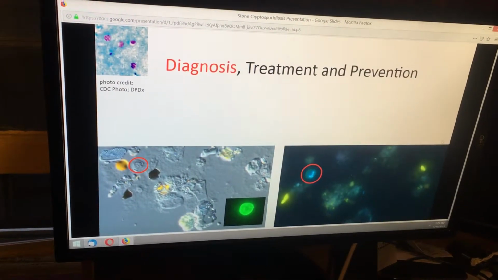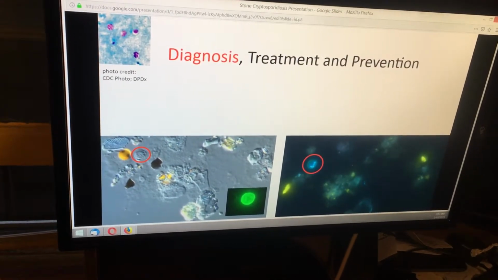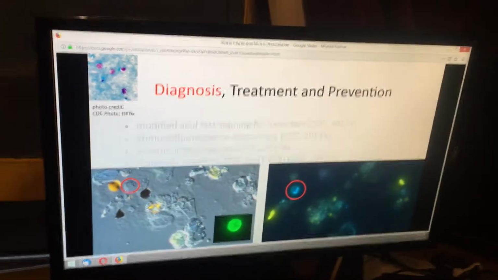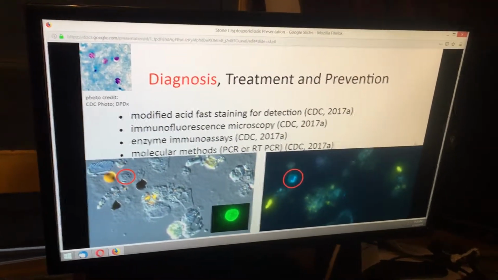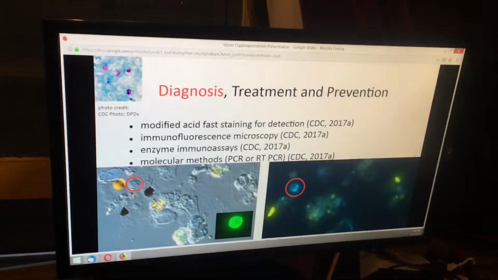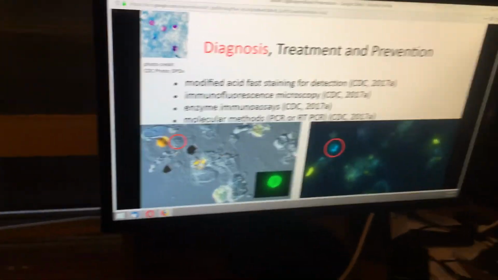How do you know if you have cryptosporidiosis? Well, your doctor has to order some specialized testing, so they would need to suspect cryptosporidiosis. Some of these specialized tests include modified acid-fast staining, which this is an example of. The pink-purple circles are the Cryptosporidium oocysts.